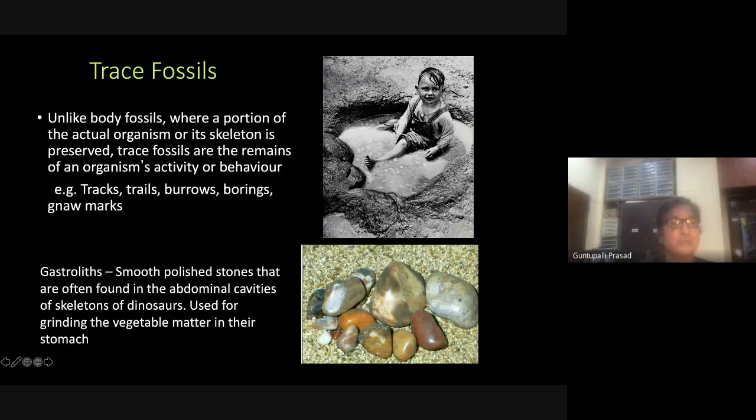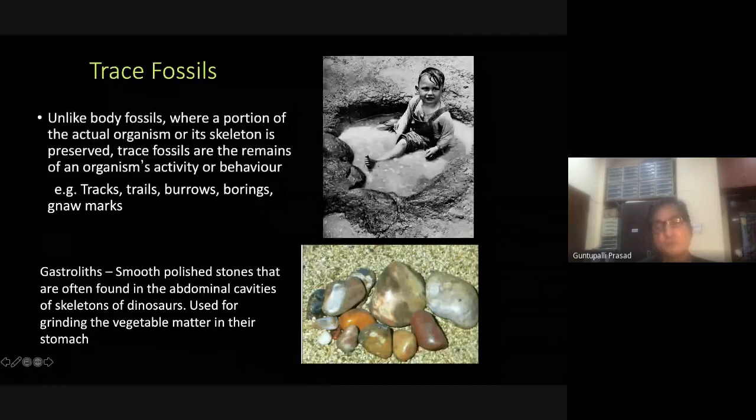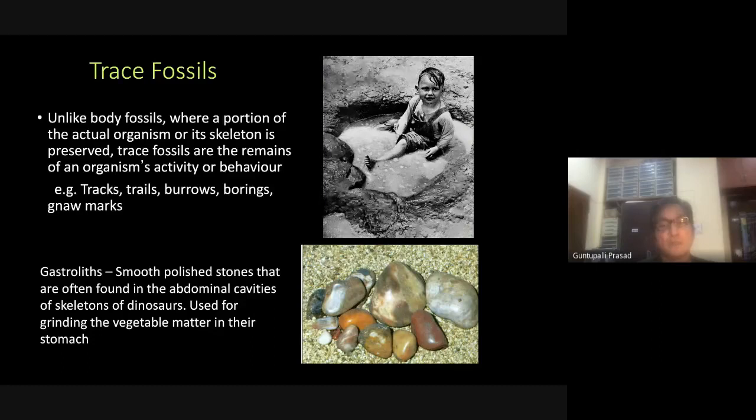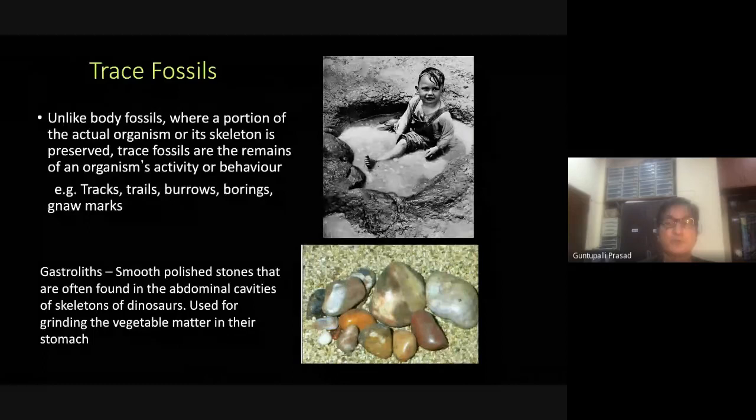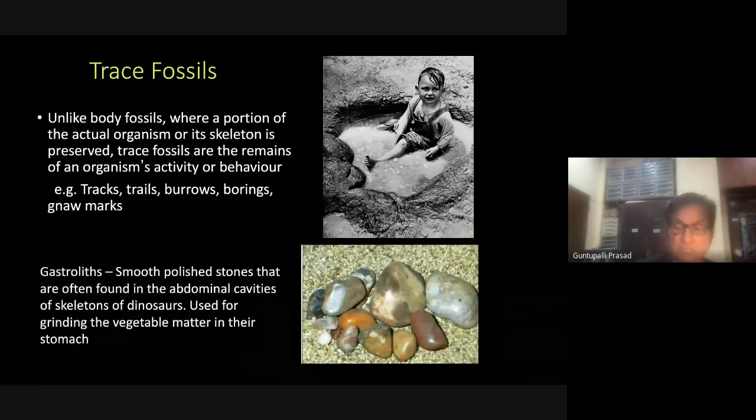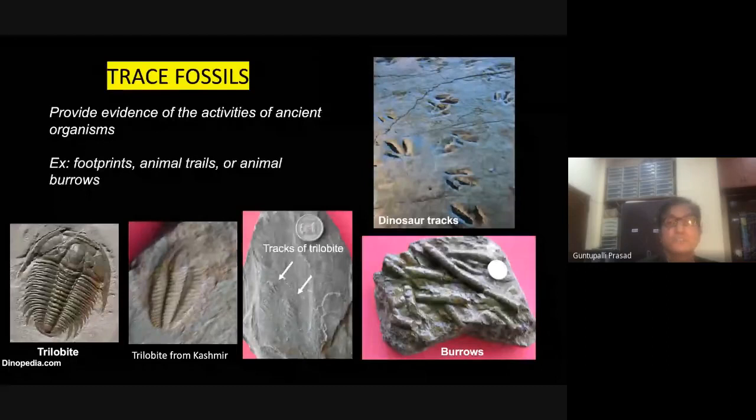And then we have the gastroliths. These are the stomach stones which are found mostly in sauropod dinosaurs, which consume huge quantities of plant material. For grinding the food material, they swallowed these stones, as some modern day birds do with gizzard stones. In the same way they used these stones for digesting the food.